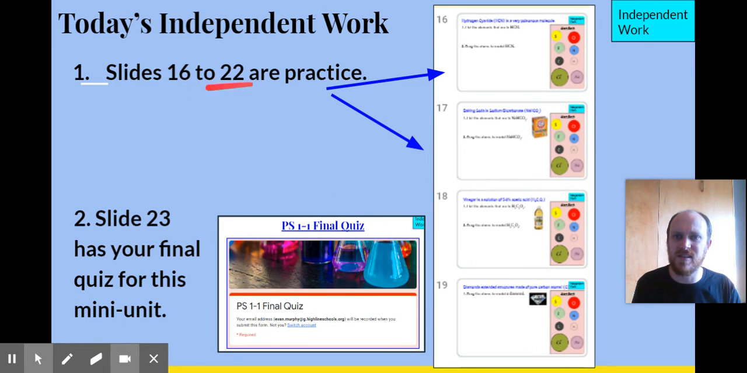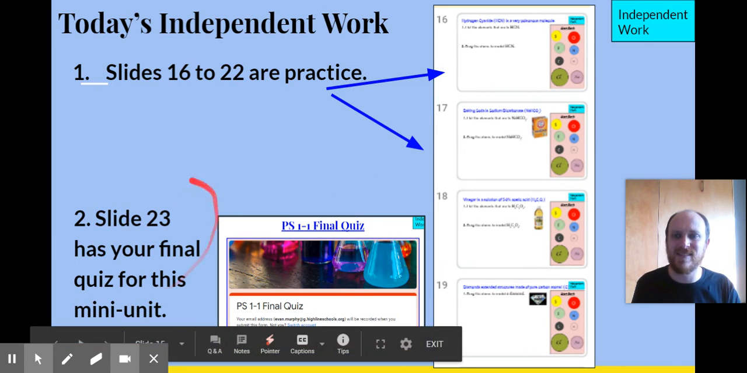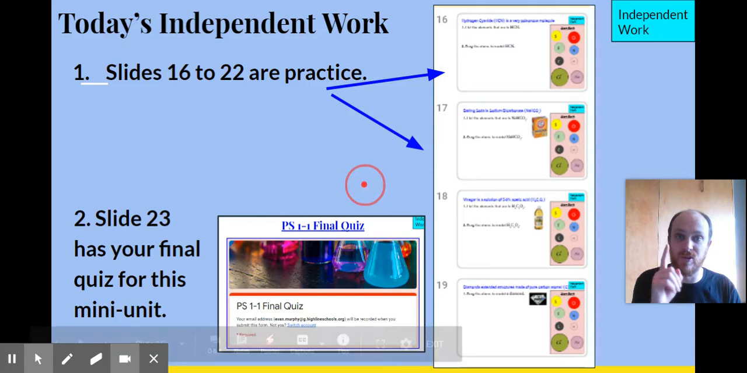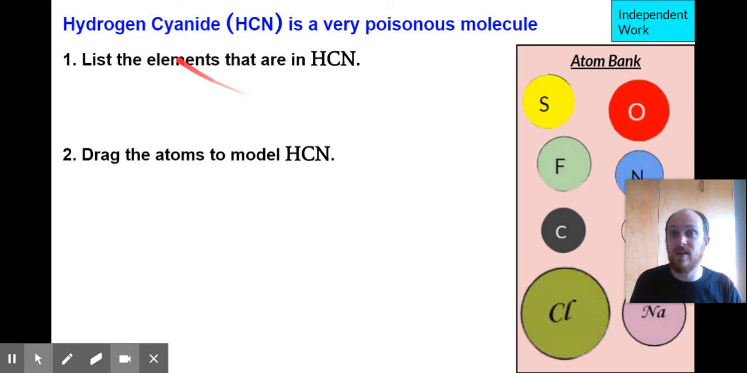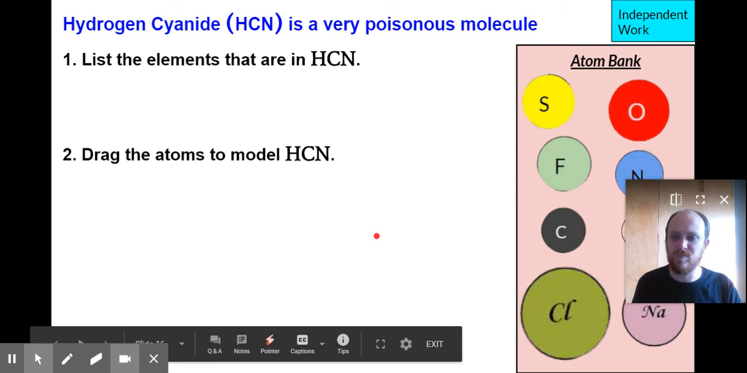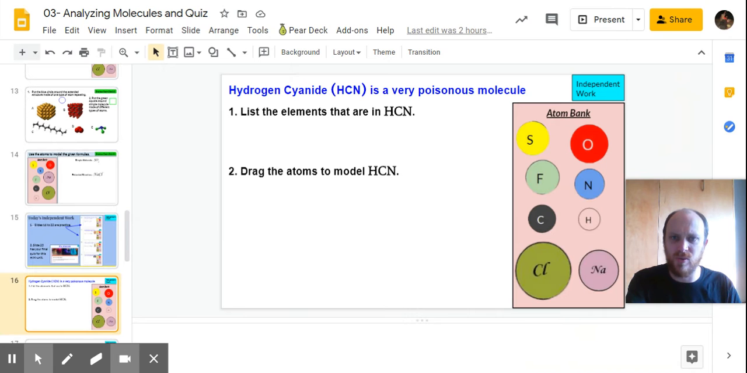So the next 6 slides are practice. After that, the last slide is your final quiz for the mini unit. It looks like this. Do not forget to do it. Definitely do it. Okay, so again, hydrogen cyanide, HCN, is a very poisonous molecule. What are the elements? Just list them here. And then model it using these atoms. I can show you that real fast.